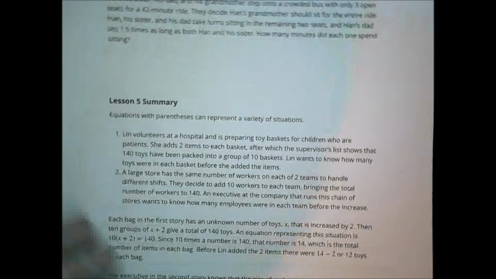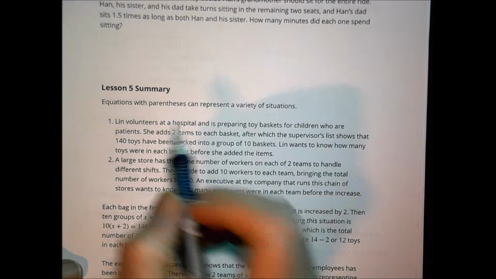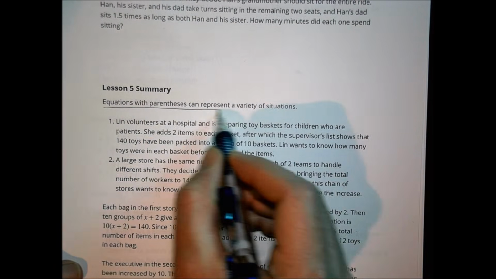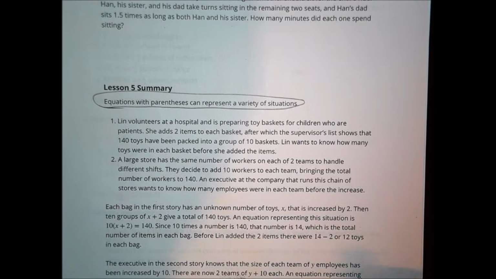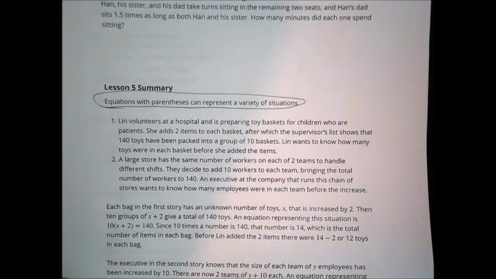We have our summary. And basically what we're saying here is that equations with parentheses can represent a variety of situations. And that same equation can represent different things, it just depends on what kind of story you want to tell. All right, let's take a moment to look at your homework tonight.